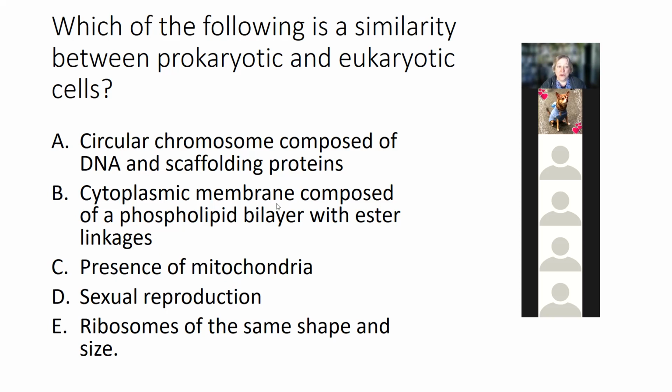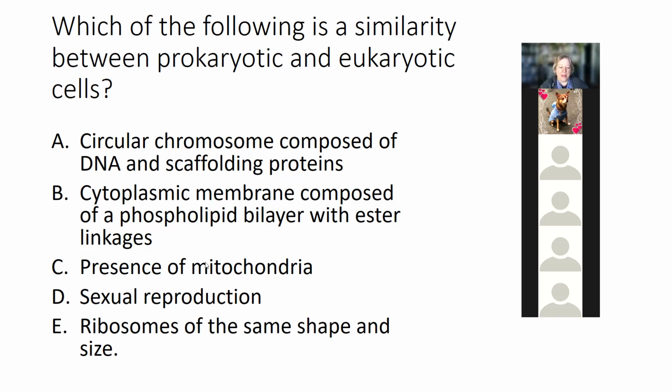So, circular chromosome composed of DNA and scaffolding protein. Prokaryotic cells and eukaryotic cells both have a chromosome composed of DNA and scaffolding proteins. But in eukaryotes, they're linear, and in prokaryotic cells, bacteria and archaea, they're circular.